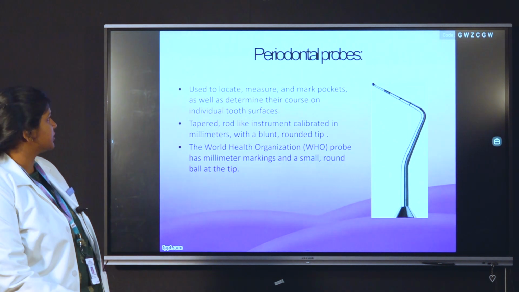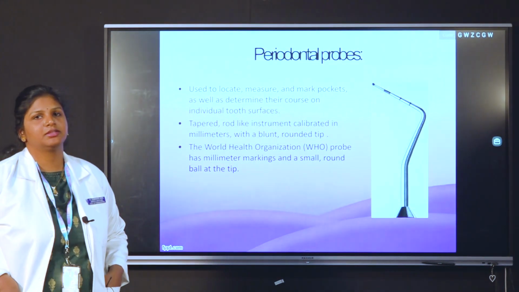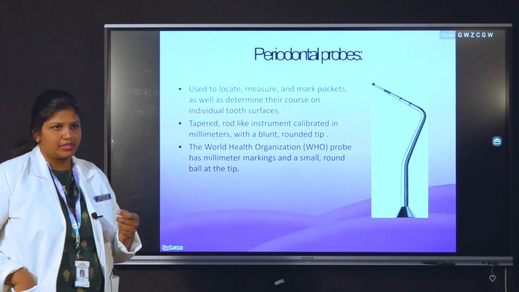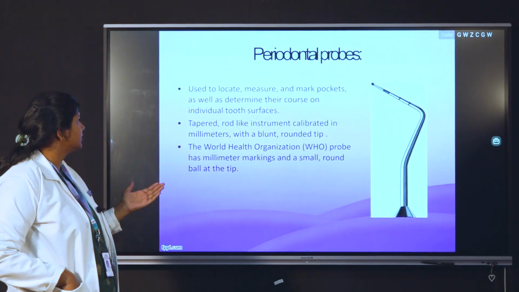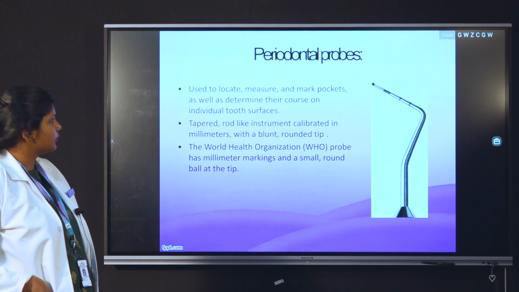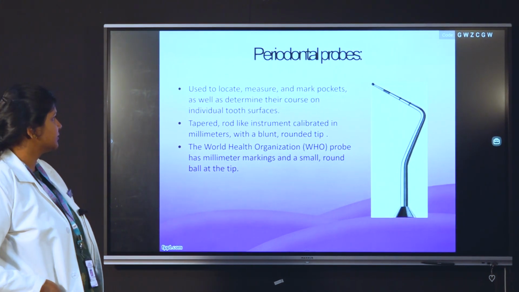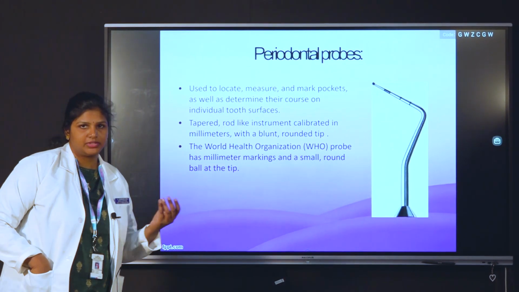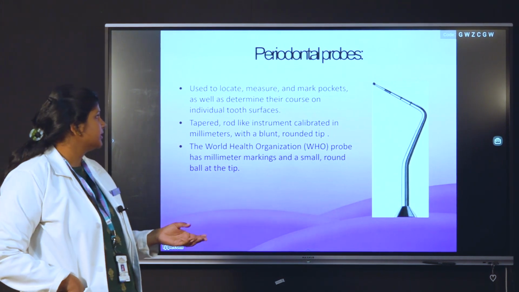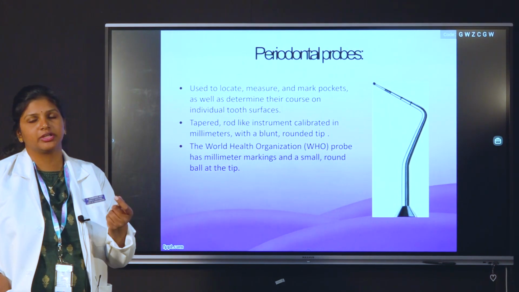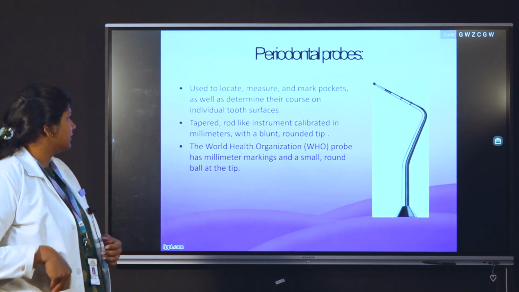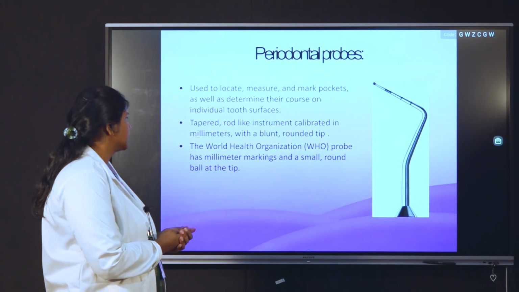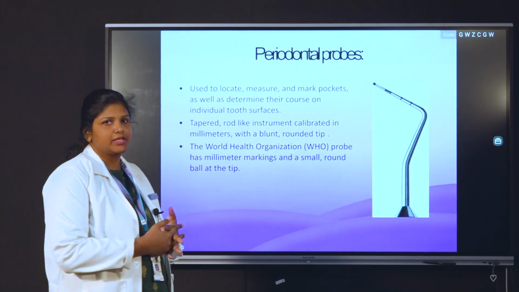So periodontal probes are the main instruments which are used to locate the calculus or biofilm and measure the periodontal pocket depth. These periodontal probes are used to locate, measure and mark the pockets as well as to determine the course on the individual tooth surfaces. The design of the probe is a tapered rod-like instrument which has calibrations on it to measure the periodontal pocket depth in millimeters, and it is blunt. If it is very sharp, it will cause damage to the soft tissue, and it will have a rounded tip.